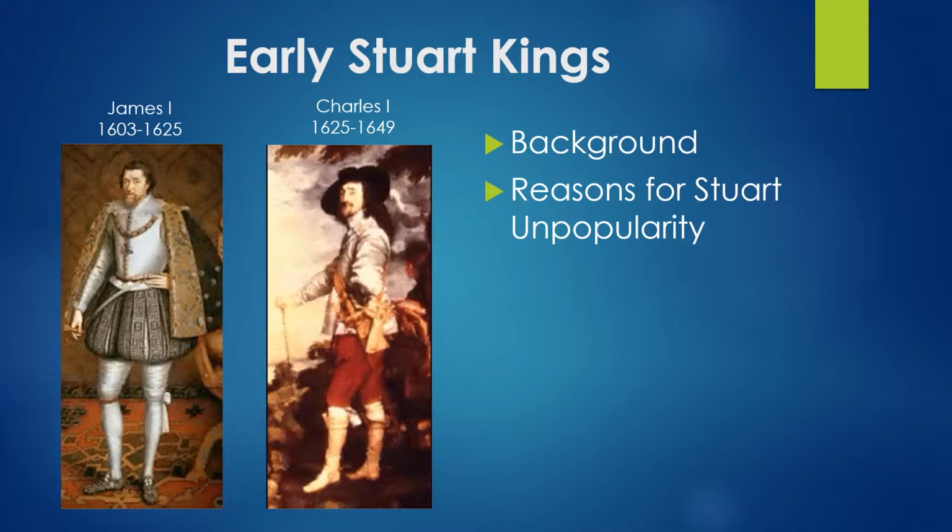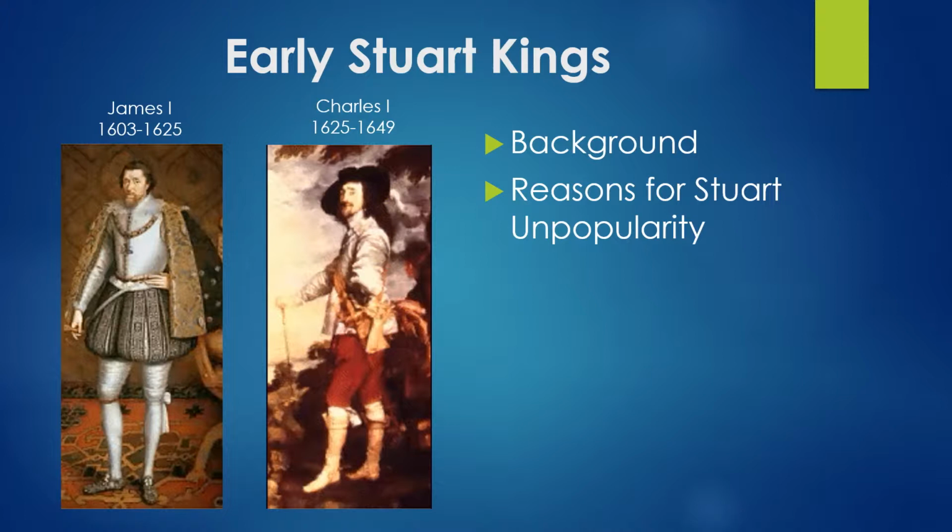So number one, especially James, but really both, believed in absolute monarchy. In fact, James wrote a tract called The True Law of the Free Monarchies that advocated divine right of kings. This didn't set well with Parliament, who believed that Parliament had the right to make decisions in England.